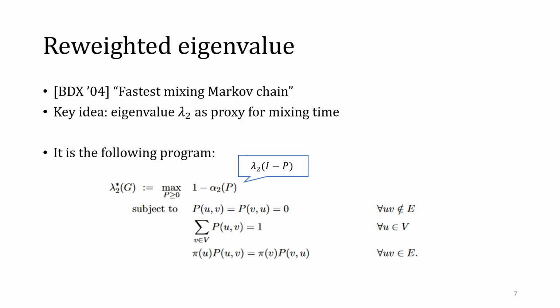So that's the following program. We're maximizing lambda 2 of I minus P. And the constraints: the first one says that the walk is supported on the edge set. The second one says that the row sum should be equal to 1, so that it is a walk. And the third one says that P is pi-reversible, so that it corresponds to reweighting the edges.